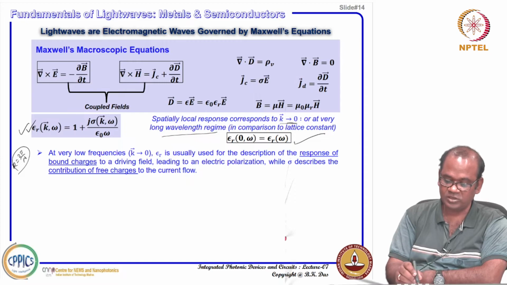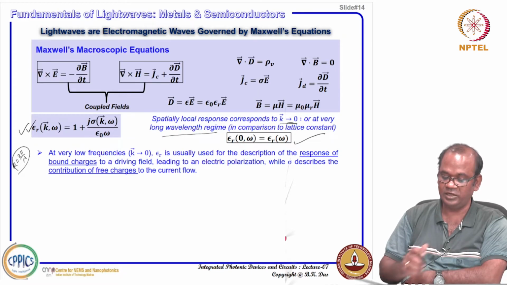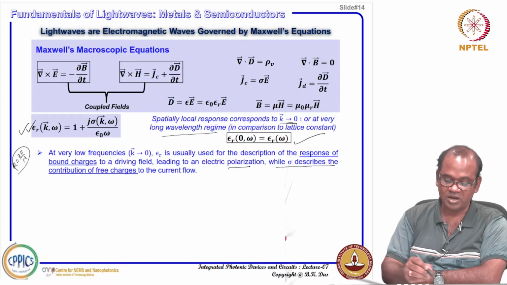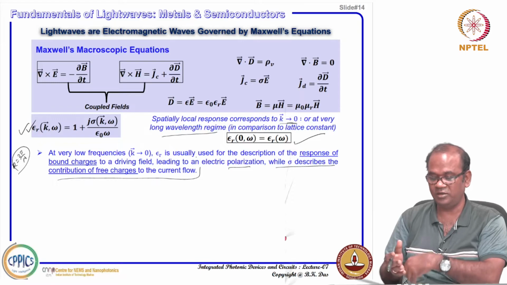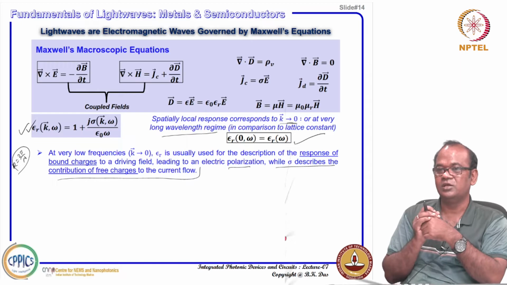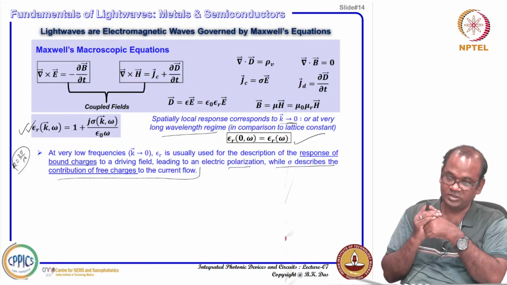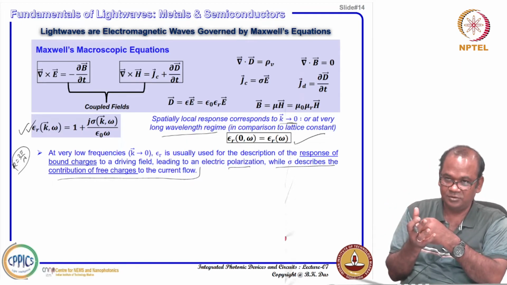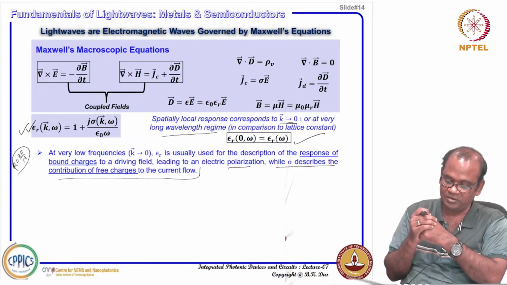So, at very low frequency, epsilon_r is usually used for the description of the response of bound charges to a driving field, leading to an electrical polarization, while sigma describes the contribution of free charges to the current flow. That is the low frequency case. So, you can distinguish that epsilon_r(omega) is actually a result of your polarization, where a dipole moment is created.